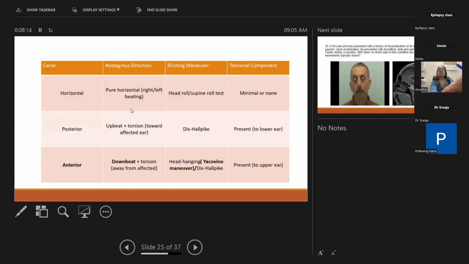So we have one horizontal canal and two vertical canals. The horizontal canal will have horizontal nystagmus. Vertical canals: anterior canal and posterior canal. The anterior canal will have downbeat nystagmus and torsion. The posterior canal will have upbeat nystagmus and torsion.